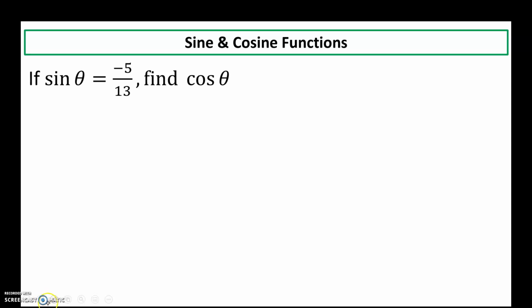All right, so let's think about a couple things here. First, what's my relationship for my sine function? So the sine function is always associated with the y coordinate. So my sine of theta is equal to y over my radius. Cosine of theta is equal to x over my radius. Okay. So if I'm given y and r, I can find x using the equation of a circle. X squared plus y squared equals r squared.